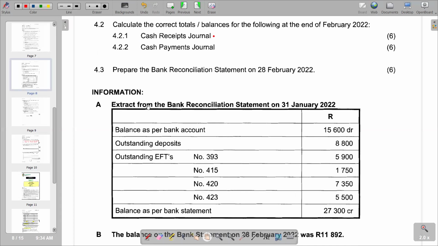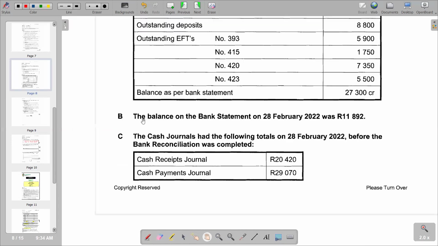We've got information A, which is an extract from the bank reconciliation statement of 31 January 2022, and 31 January is the previous month. So remember, the current month that we are in is February 2022. So this is the bank reconciliation statement that was prepared at the end of the last period, which is the end of the last month. Beneath that, we're given also information B, which is the balance of the bank statement of 20 February 2022. So this is the balance that we are going to start with in the bank reconciliation statement.